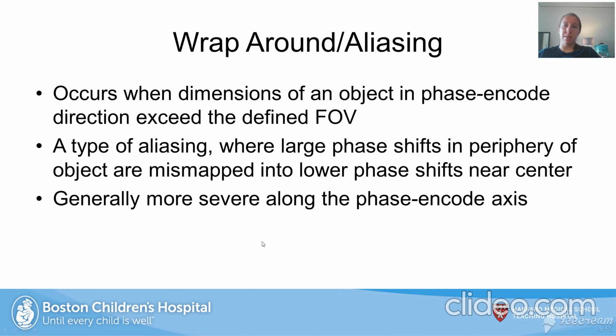There's also wraparound, or aliasing. I kind of stuck aliasing with wraparound because it shows up the same. This occurs when the dimensions of an object in the phase encode direction exceed the defined field of view. So you're sampling outside the field of view, and it gets mapped back into the image. This is a type of aliasing, where the large phase shifts in the periphery of the object are mismapped into lower frequency shifts near the center. It's generally more severe along the phase encode axis.